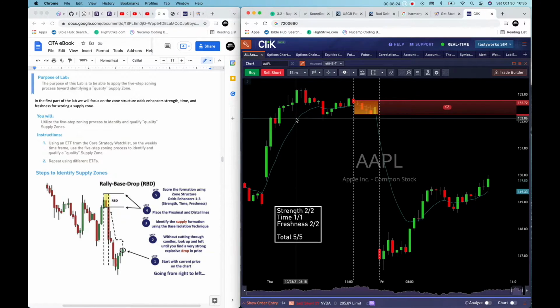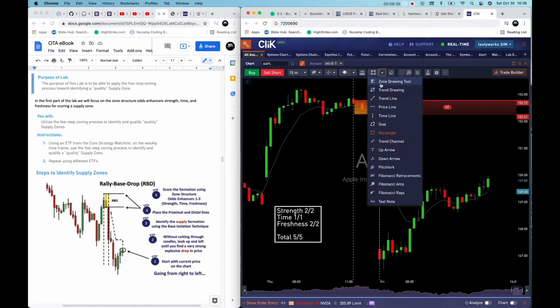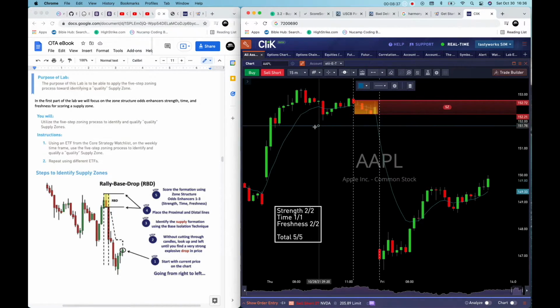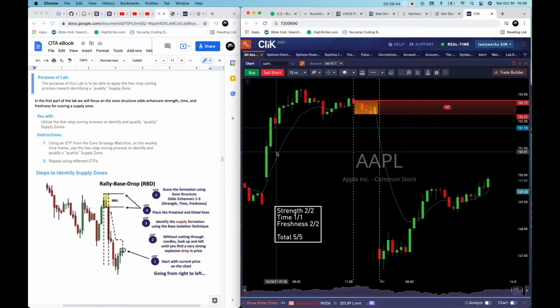You can see that if you would have identified this demand zone here, we have a rally, base, rally formation. And if you recall, anytime you have a rally, base, rally, the lowest wick within either the base or the leg out candle is going to serve as the area where you will place your distal line.